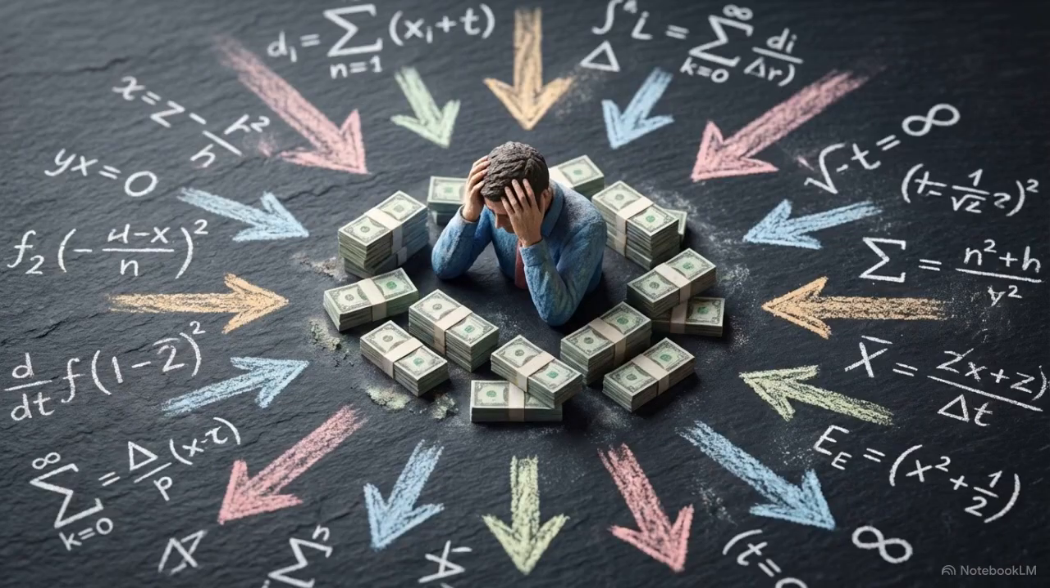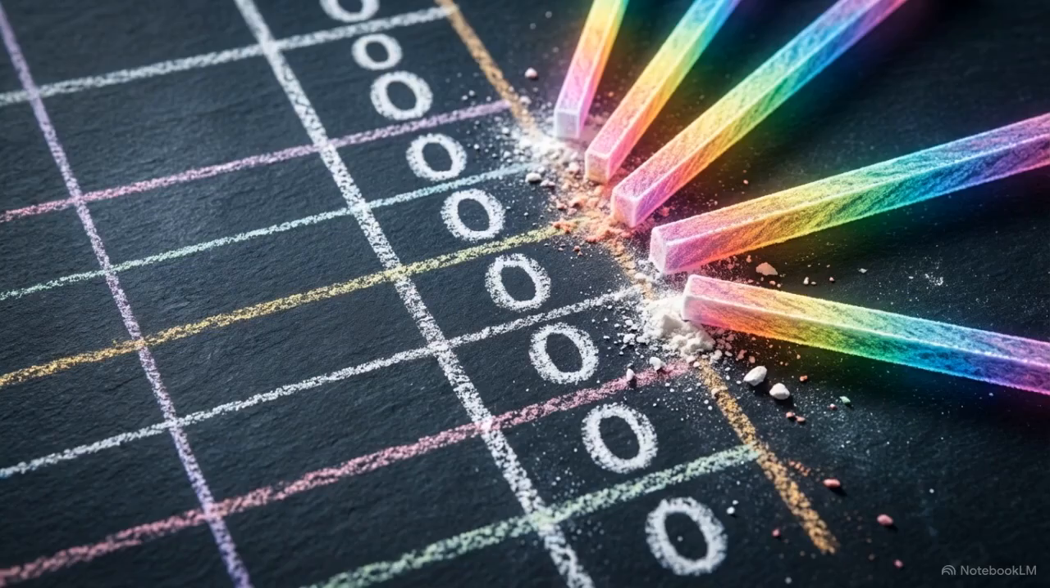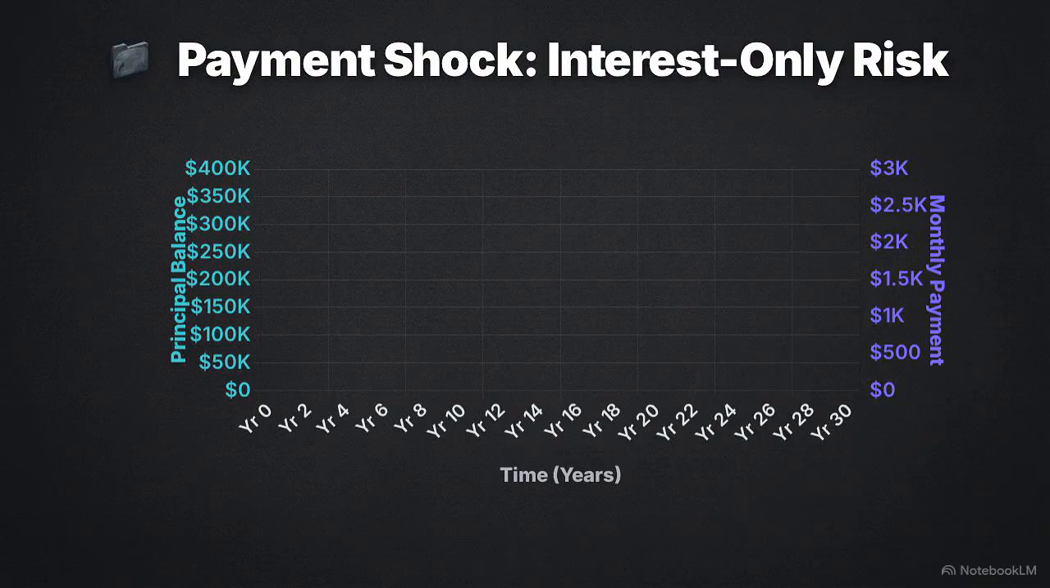However, it mathematically guarantees that the borrower absorbs all long-term market volatility if they stay. Some loan structures manipulate the amortization schedule to drastically reduce early payments. The most common example is an interest-only loan. This chart illustrates a 10-year interest-only period.